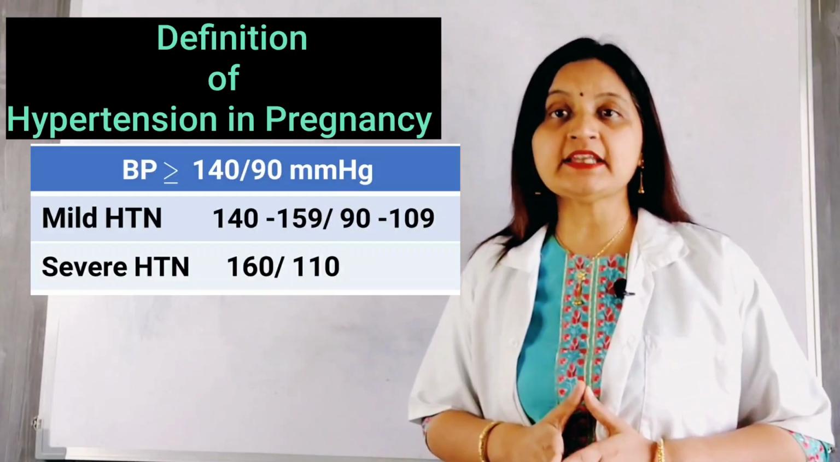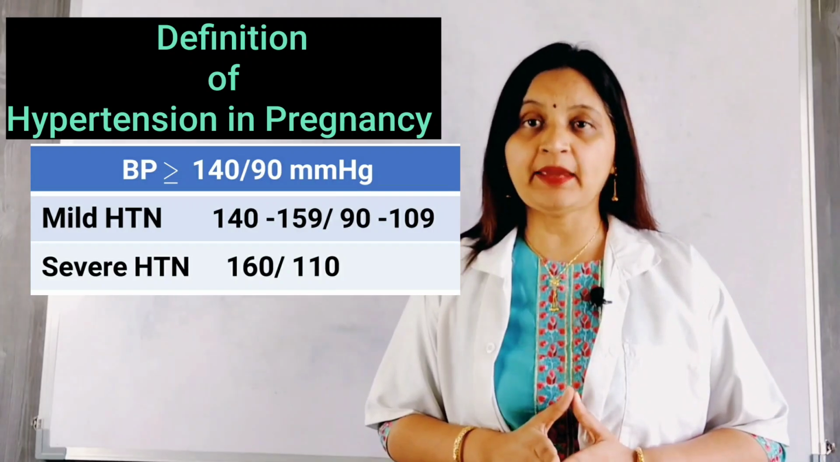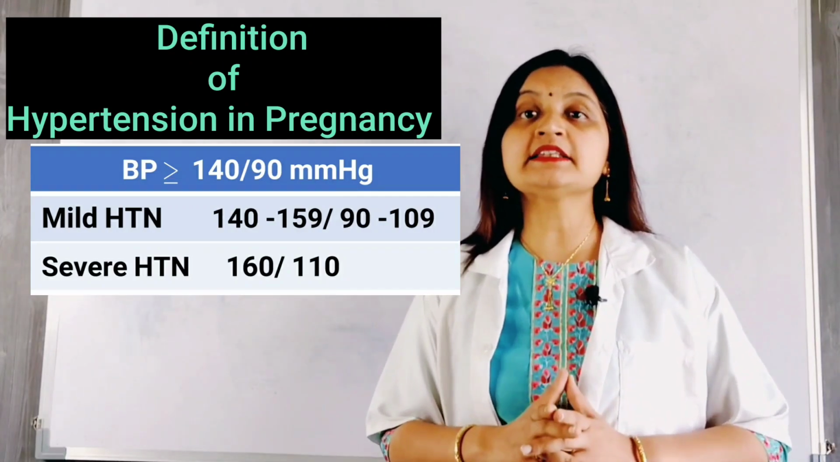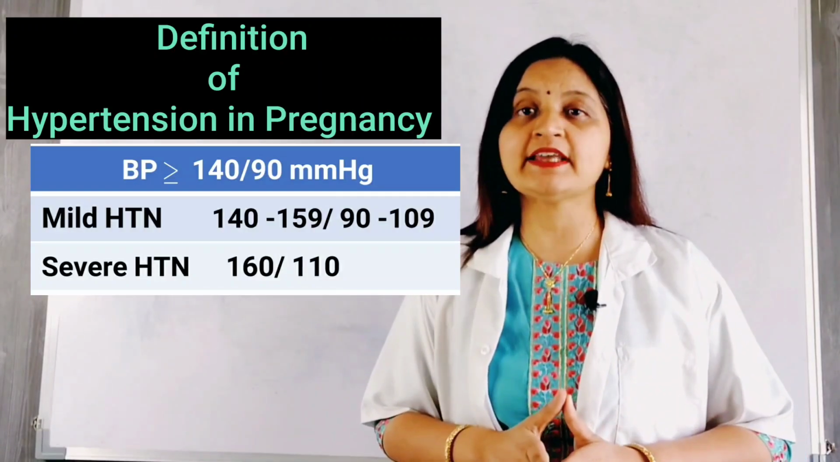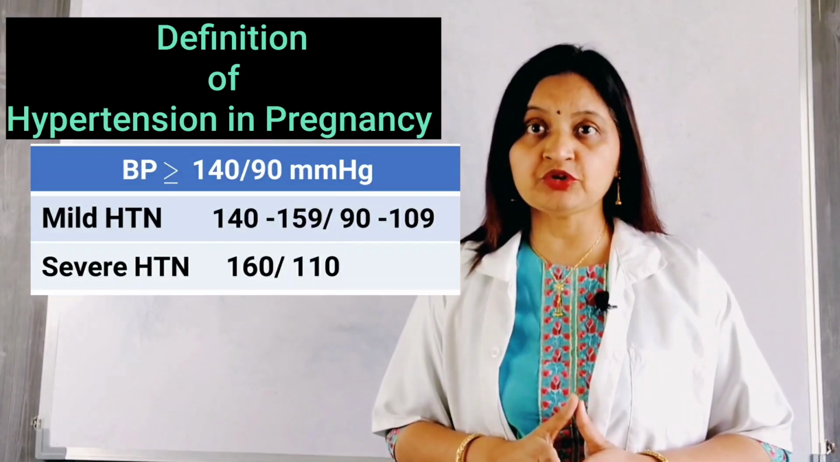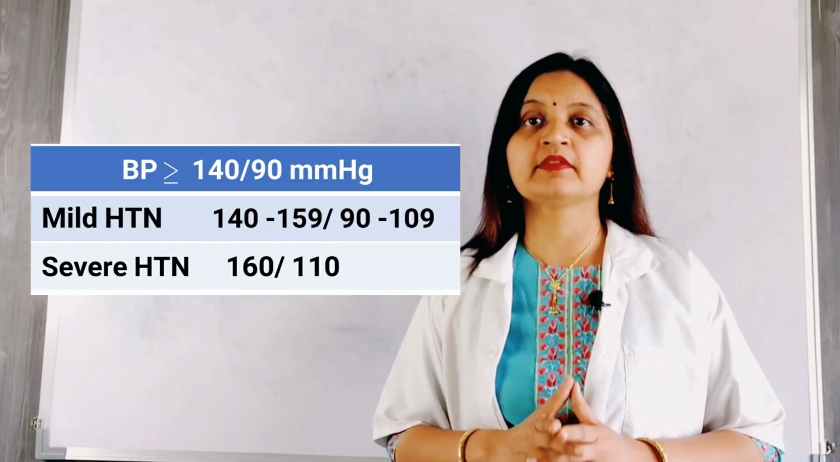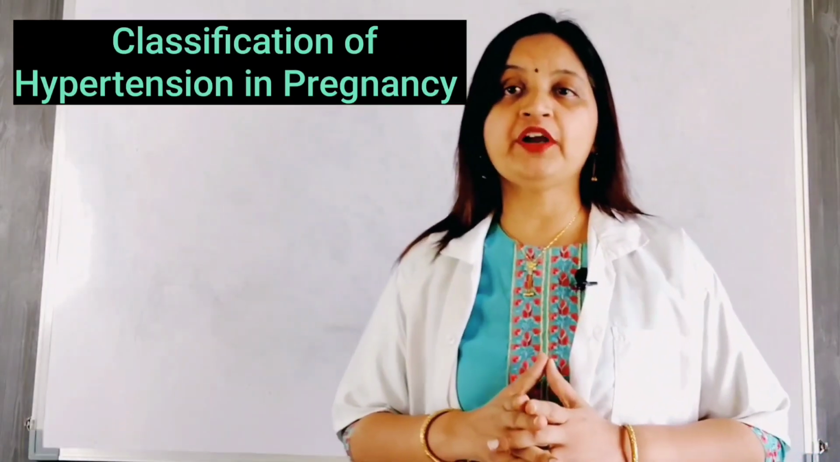It is considered to be severe when the blood pressure is greater than 160 by 110 mm of mercury, and it is considered an emergency if the blood pressure exceeds 170 mm of mercury. So in this case, the patient has to be admitted to the hospital for treatment. Hypertension in pregnancy can be classified into 4 different groups.